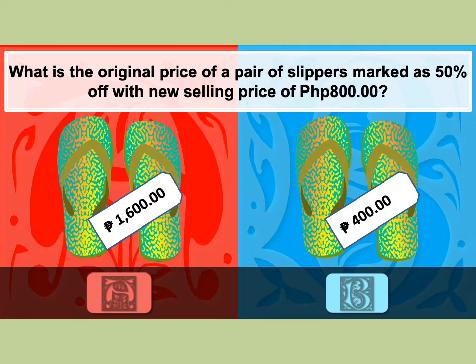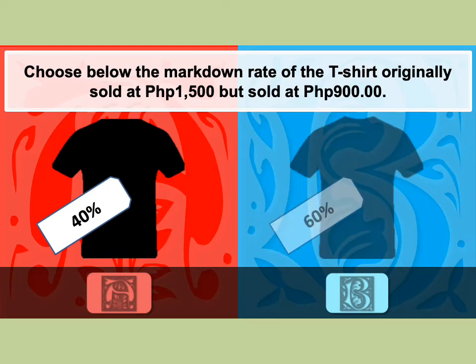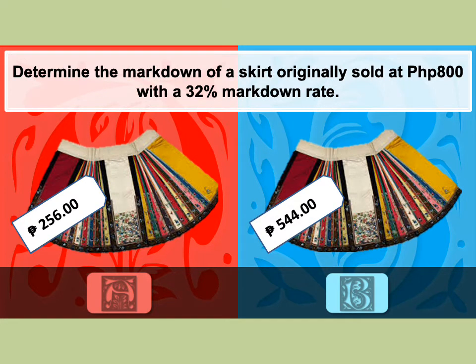What is the original price of a pair of slippers marked as 50% off with a new selling price of 800 pesos? What is your answer? Letter A, 1,600. Question number 2. Choose below the markdown rate of the t-shirt originally sold at 1,500 pesos but sold at 900 pesos only. What is your answer? Letter B, 60.